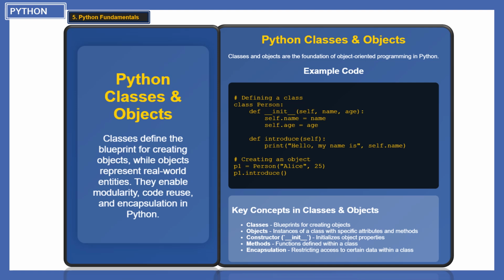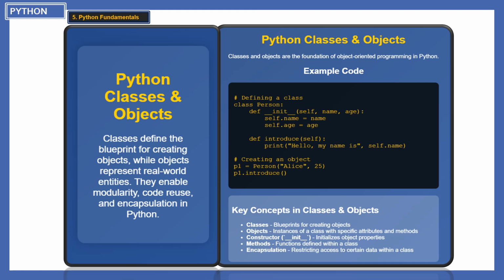Constructor method. The init method, also called the constructor, initializes the properties of an object when it is created. This ensures that each object starts with specific values. Methods. Methods are functions defined within a class that describe the behavior of the objects. These methods allow objects to perform actions. Encapsulation. Encapsulation restricts access to certain data within a class, making it more secure and organized. It ensures that only specific parts of the program can modify the data.